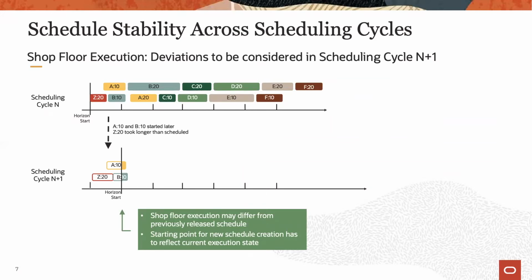However, there may be deviations, with some operations being performed faster or slower than scheduled, or they are started a bit earlier or a bit later. In addition, there might be break-ins, meaning work orders were executed that had not been scheduled at all, and the other way around. There could be work orders that were scheduled, but that have not been started yet. Therefore, the starting point for a new scheduling cycle N+1 is generally slightly different from the schedule that was published in the previous cycle N.